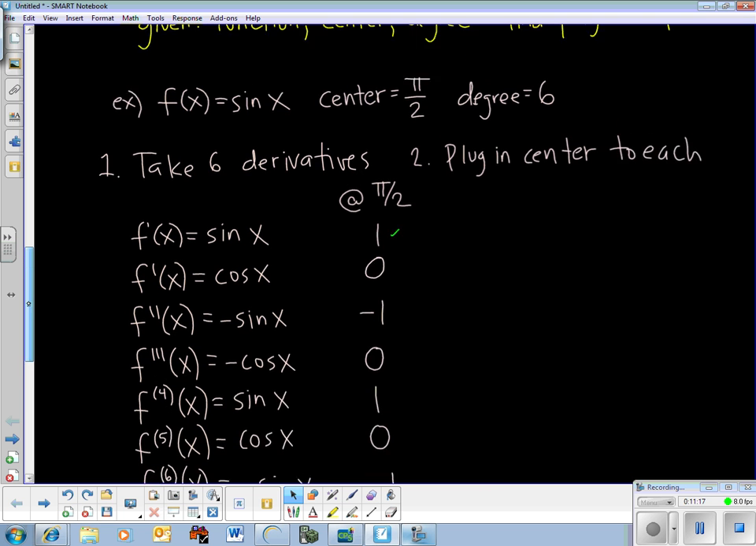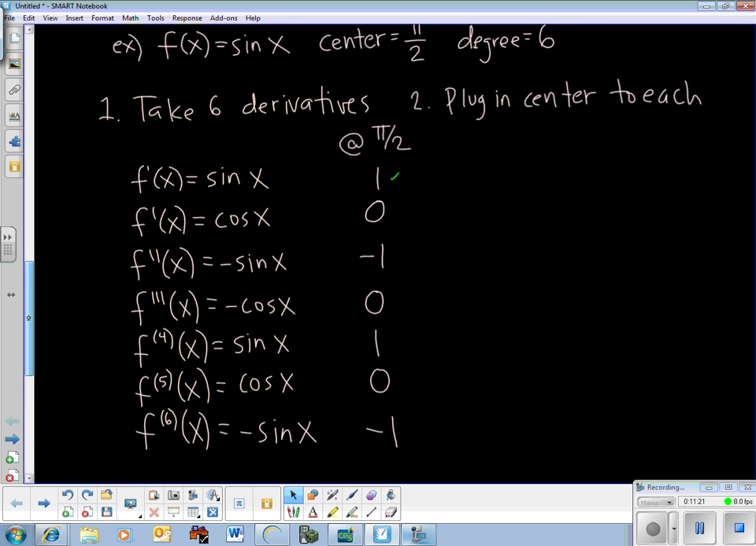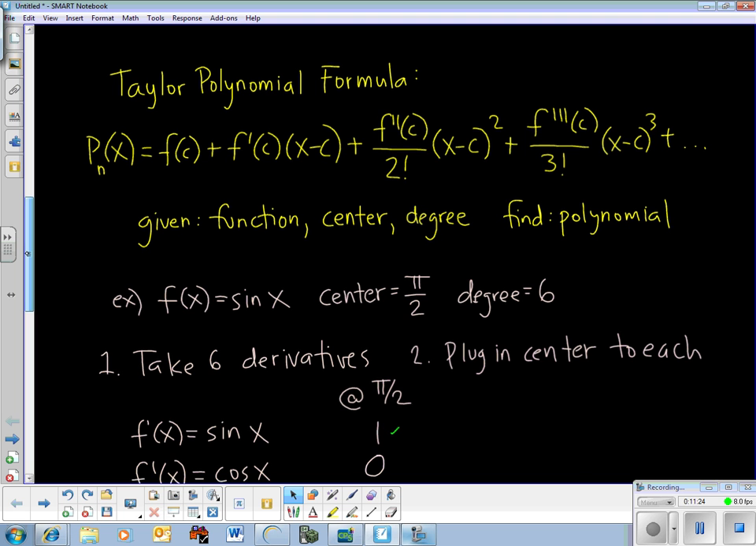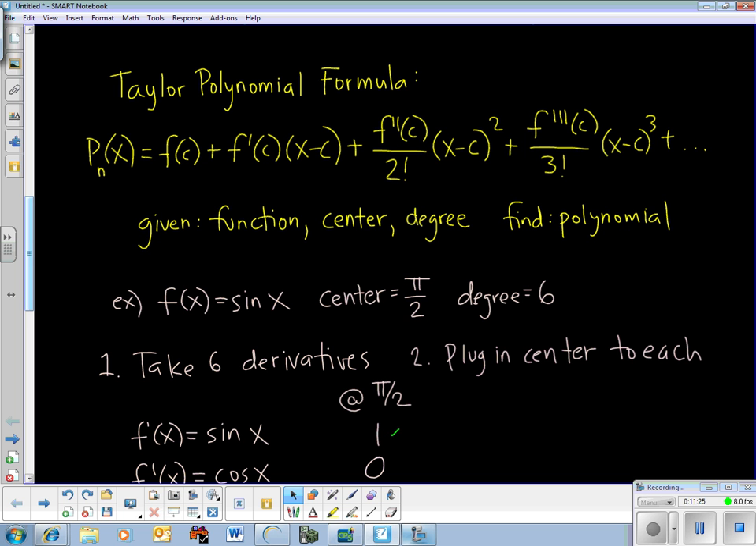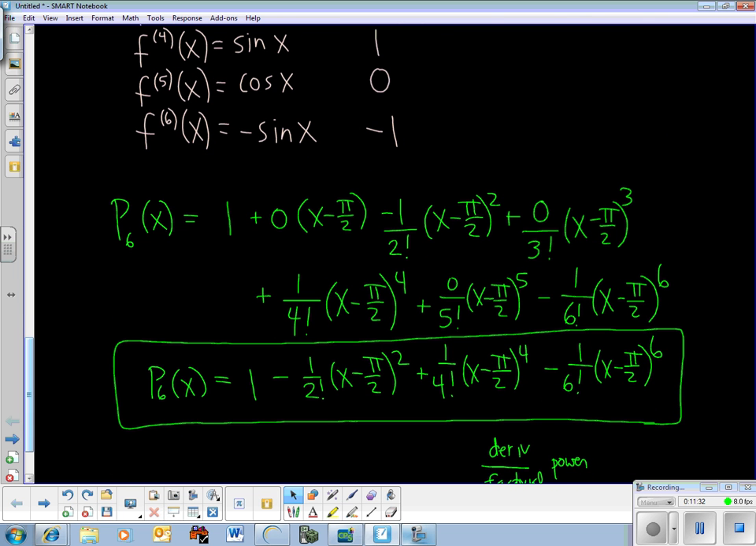All right, so just to review, take the derivatives, plug in the center, and then start filling in this formula with the pattern, derivative, factorial, power, repeat. Some of the terms wipe out because the derivative was 0. Great, it's less terms, makes it a little easier. All right, so that's Taylor polynomials. Good section, big important section for us. You will get this on your AP exam, guaranteed, in one form or another. And we'll talk about all the different ways that might happen.